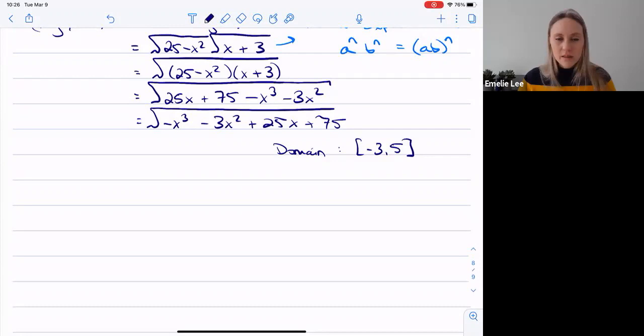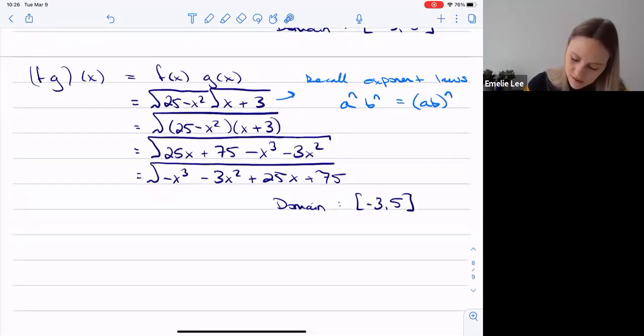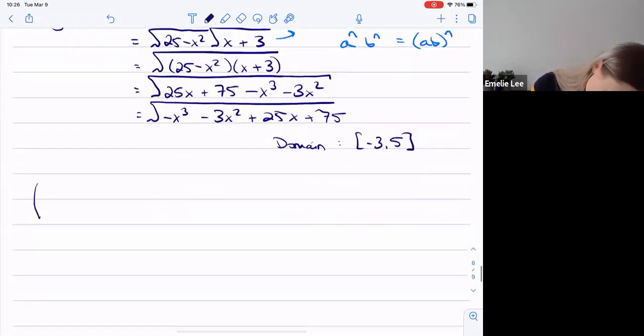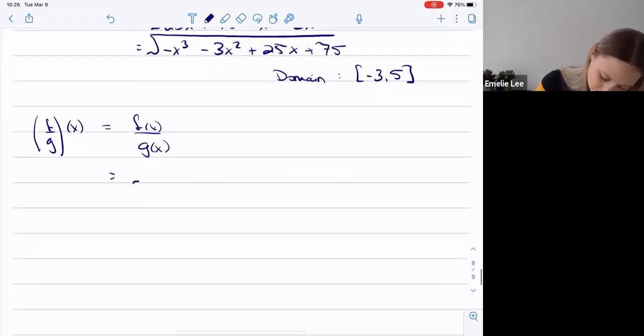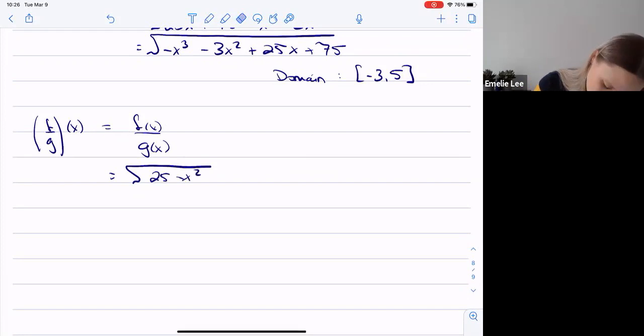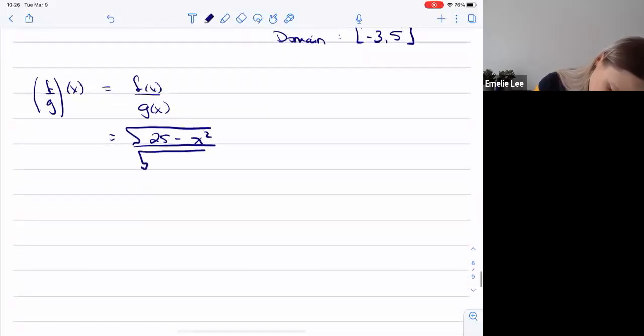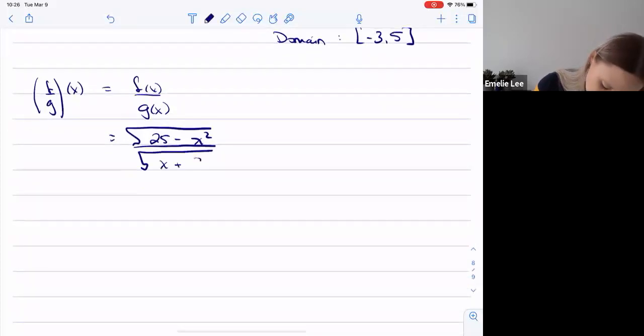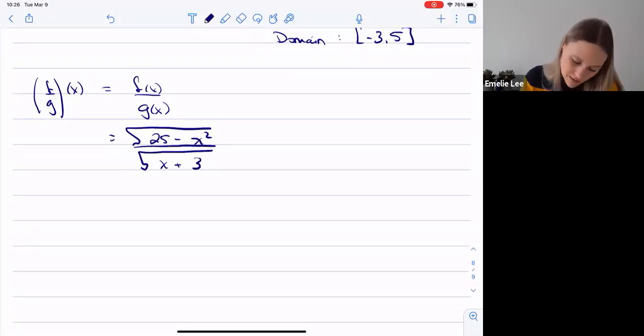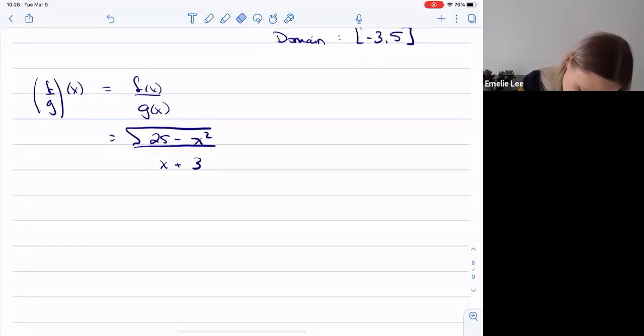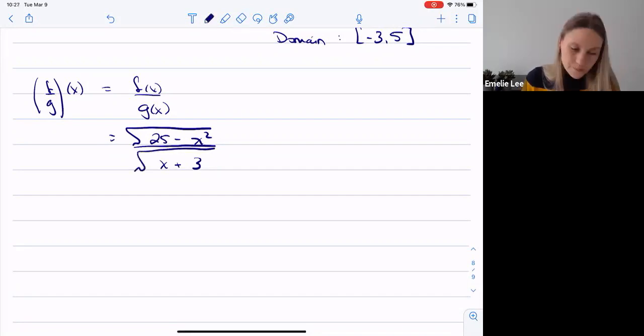Same thing with exponent laws, goes for A over B. So if we have f over g of x, that's the same as f of x over g of x, which is the root of 25 minus x squared. Oops, clean that up. Over the root of x plus 3. That doesn't look like a root, does it? There.